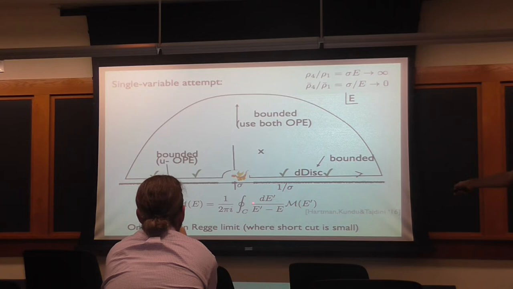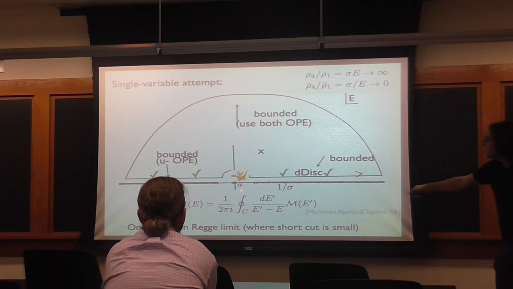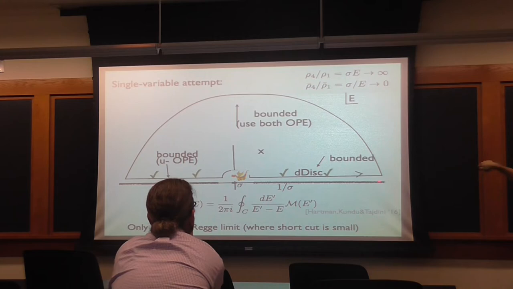So in the dispersion relation, it always only worked in the Regge limit, where you look at large boosts, so it's far out there. And then this part that you don't know shrinks, you can ignore it. But in general, it doesn't work. You cannot reconstruct the full correlator from the imaginary part.